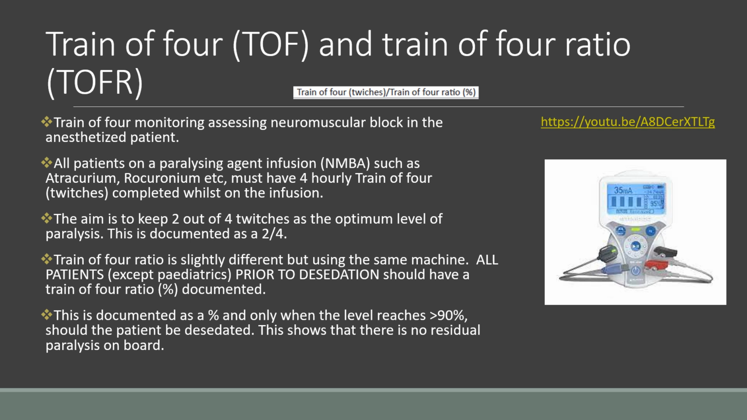So we do a train of 4, which is the twitches, to measure the effectiveness of neuromuscular blockade, and we do a train of 4 ratio to make sure that the neuromuscular blockade is worn off enough for us to desedate and extubate, and the magic number is greater than 90%. There is a video to watch on the actual machine if you guys get a chance.